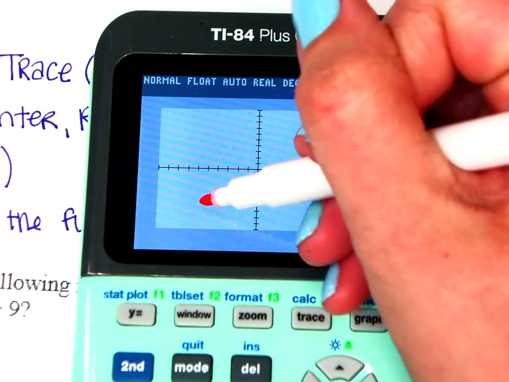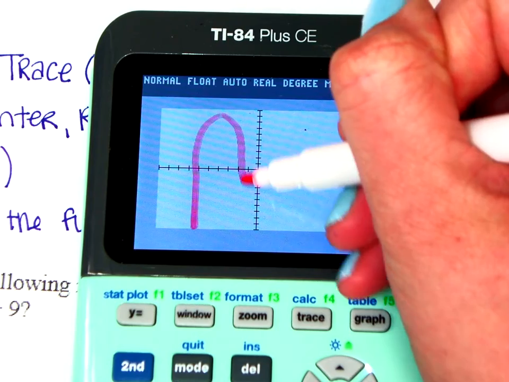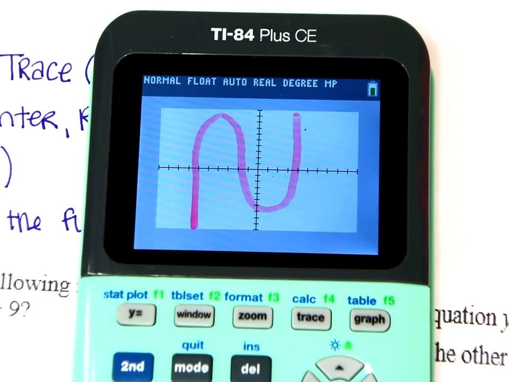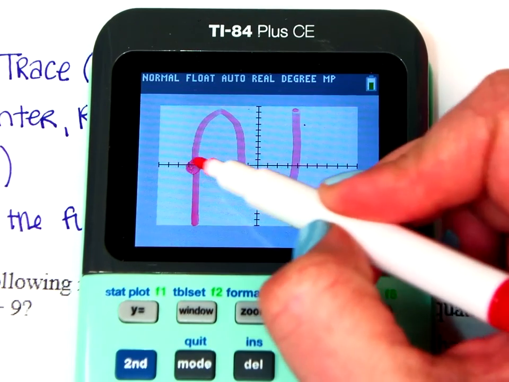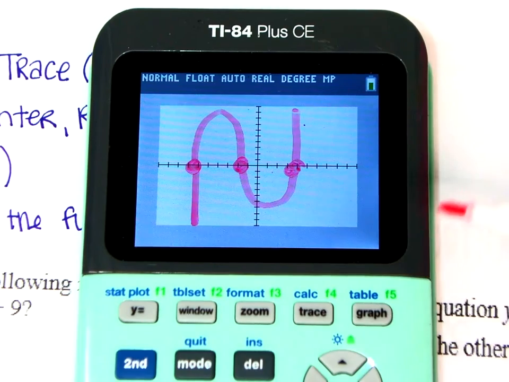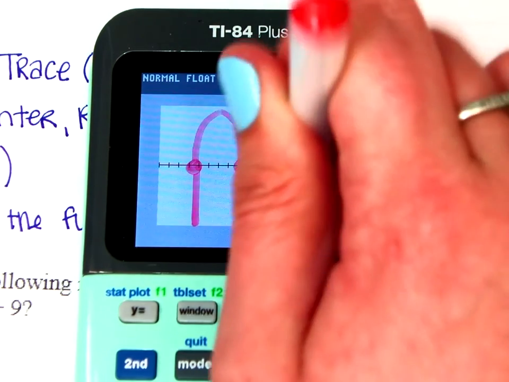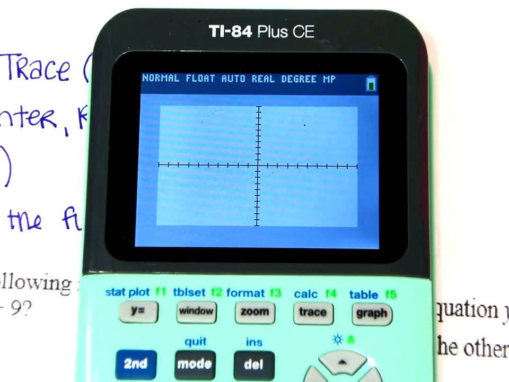So if the function is graphed like that, you're going to do the zeros 3 different times. Depending on how many times it crosses the x-axis, you're going to have to do the 0 that number of times. I don't know why I just didn't do that firsthand. That would have been a lot easier.